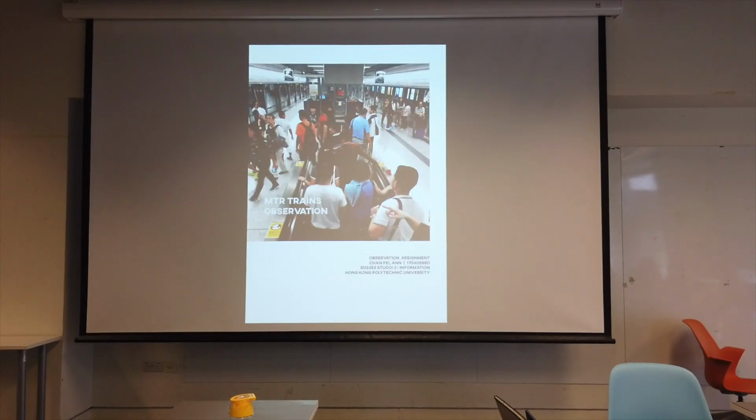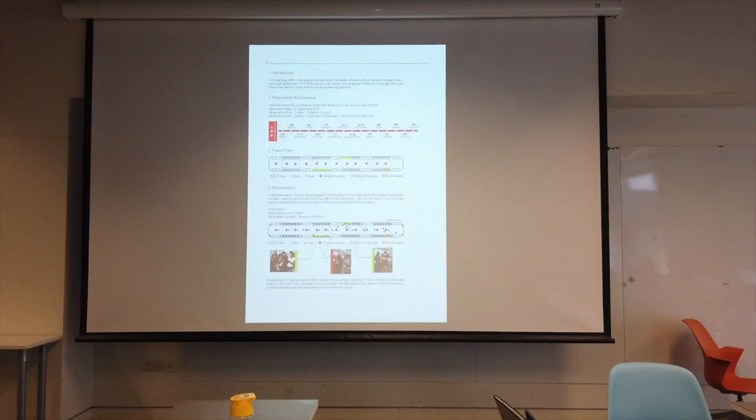Okay, again, I would recommend you to write more instead of wasting one page to beautify the cover page. So I think this is another example.